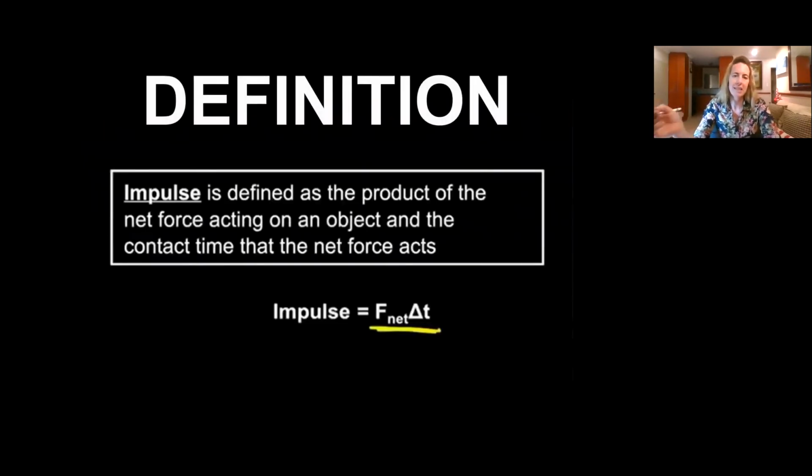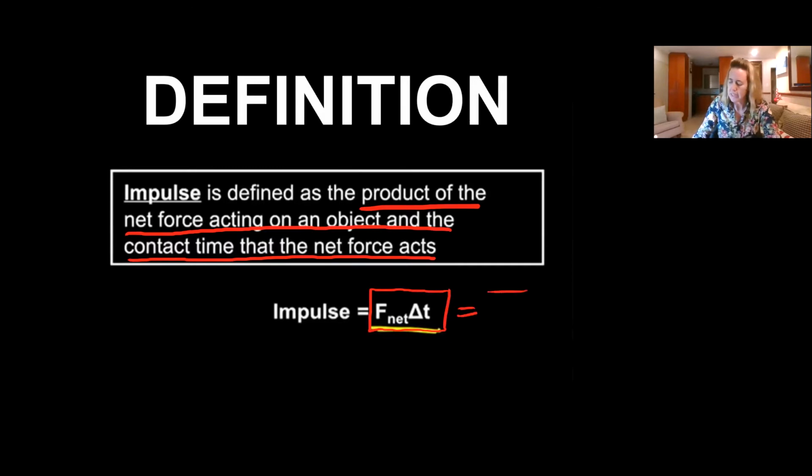So the formal definition for impulse is defined as follows. It is the product of the net force acting on an object and the contact time that the net force acts. So the formula for impulse is F net delta T, as we've seen, and we actually write the symbol for impulse as capital J, written cursive.